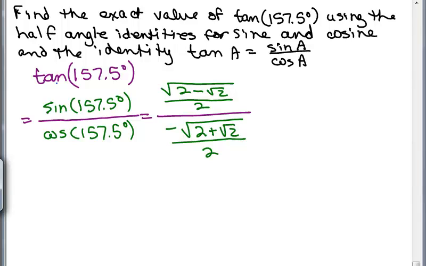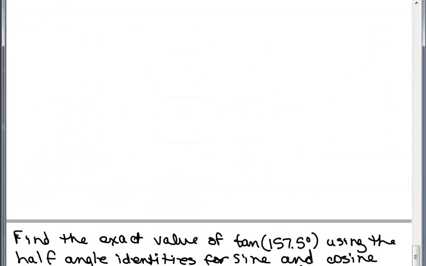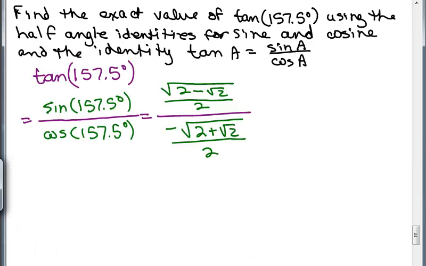All right, so we begin with the tangent of 157.5 degrees is the same as the sine of that angle divided by the cosine of the angle, and now we're putting in our exact values that we already computed, and now we have a complex fraction. So again, you could deal with this in more than one way. I do it by multiplying the whole numerator and denominator by the least common denominator, which is 2. And what does that give me?